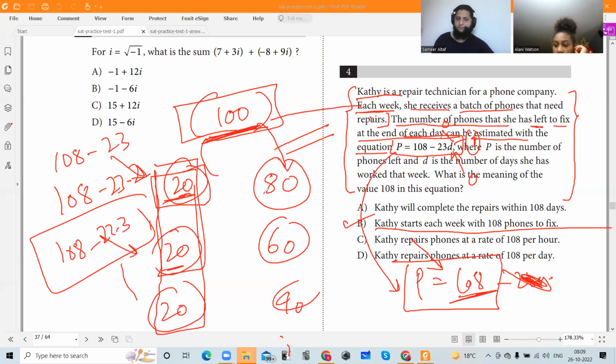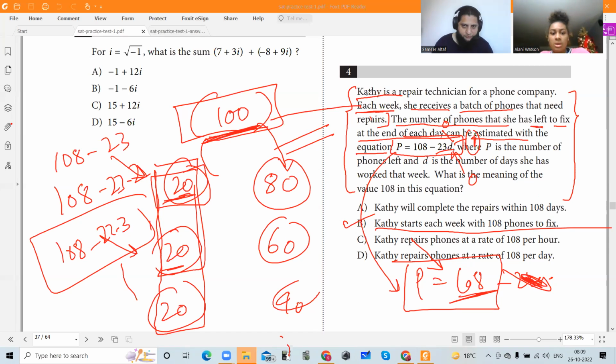What's the meaning of 23 here? The amount of days. Think about it again. D is the number of days. So that's the hours? Wait, hold on. How many batches of phones? Like the number of batches of phones? Batches of phones of what? Like what is 23 representing?